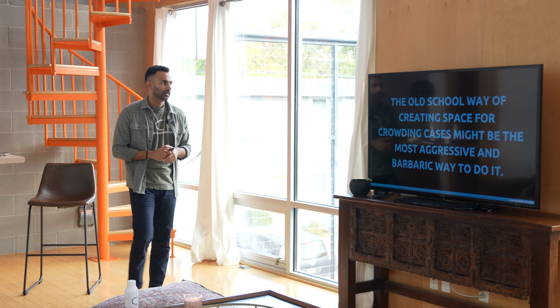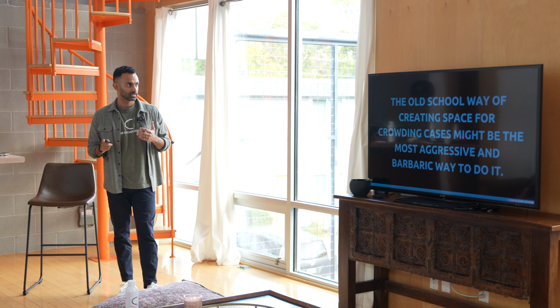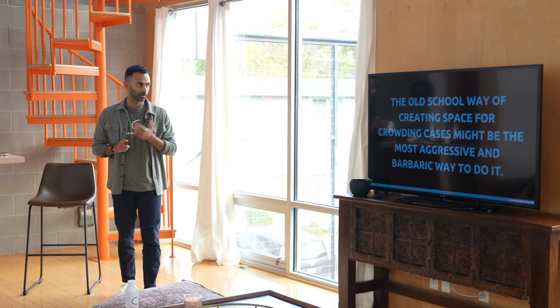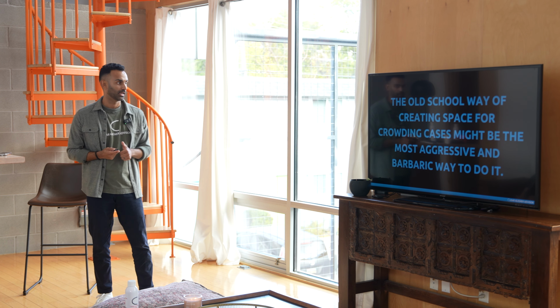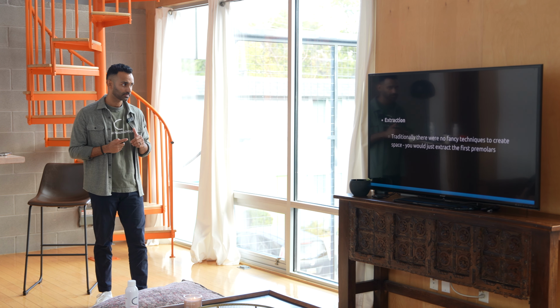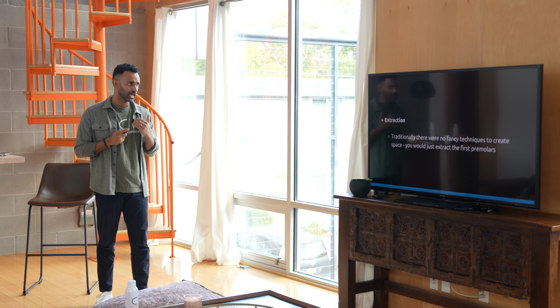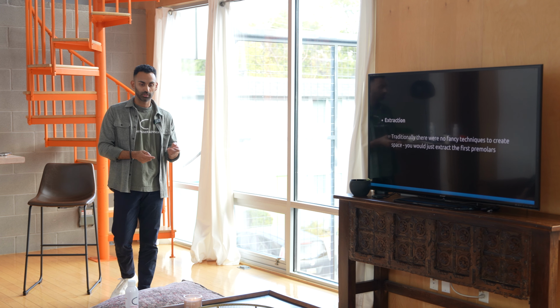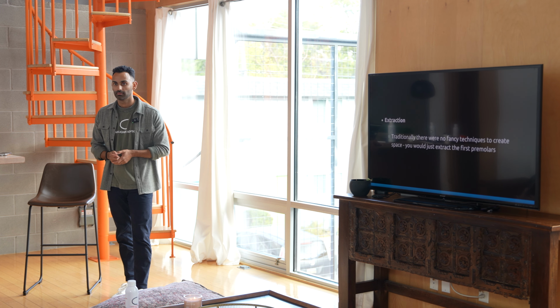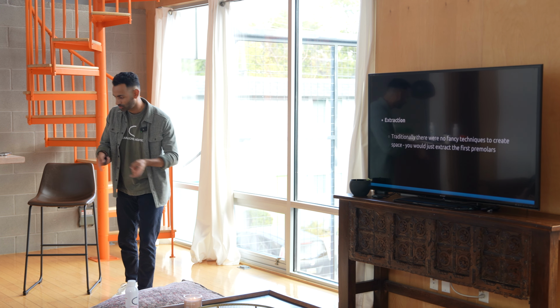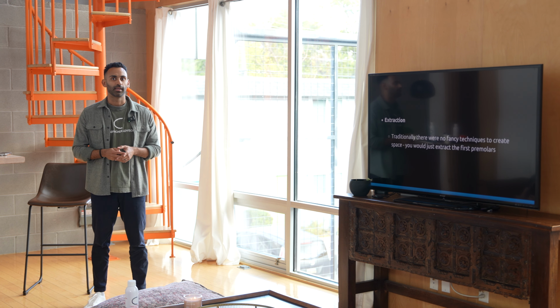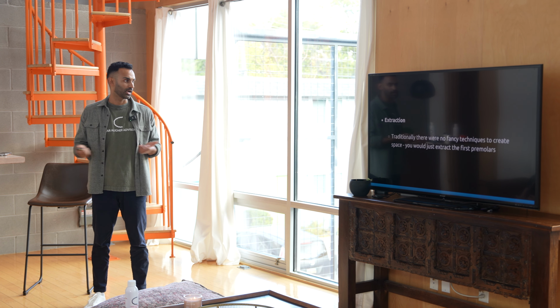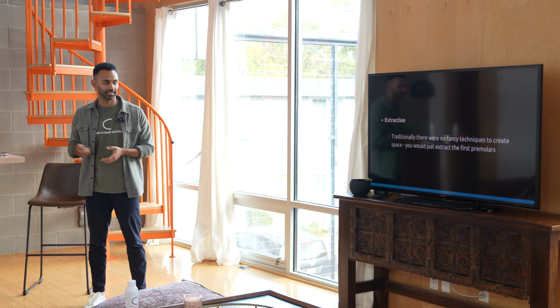And the old school way of creating space for crowding, it's probably the most aggressive way to do it, and it's pretty barbaric. There weren't fancy techniques back in the day. You would literally just take out the first premolars. You'd be like, cool, we don't have space, we're just gonna go ahead and rip these teeth out. And now we have space.